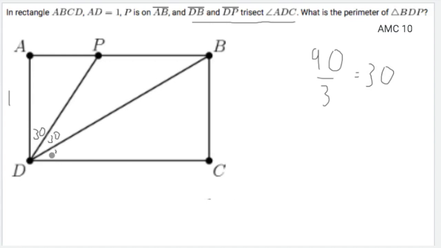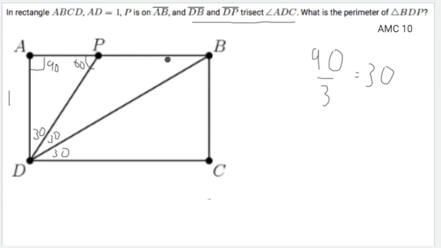Now, it's asking us to find the perimeter of triangle BDP. This problem might look hard at first, but I'm going to show you another slide, and I think that should clear it up. So what do we know? We know that angle A is just 90 degrees because angle A is also an angle of the rectangle, and angle APD is just 60 degrees because we know a triangle sums up to 180, 90 plus 30 is 120, 180 minus 120 is 60.